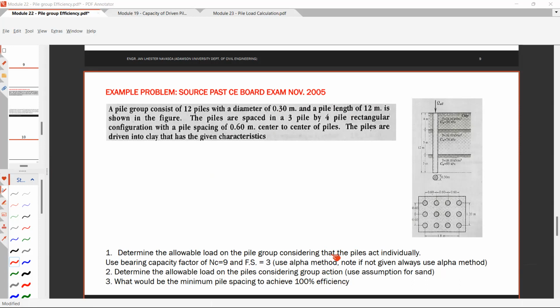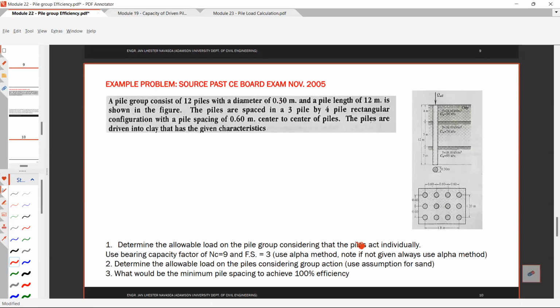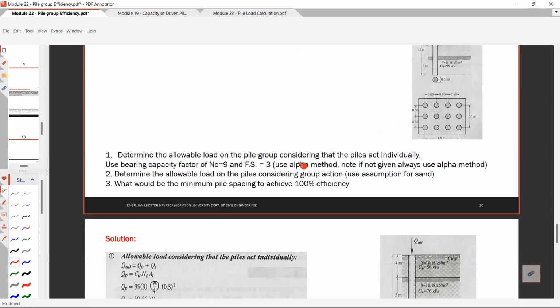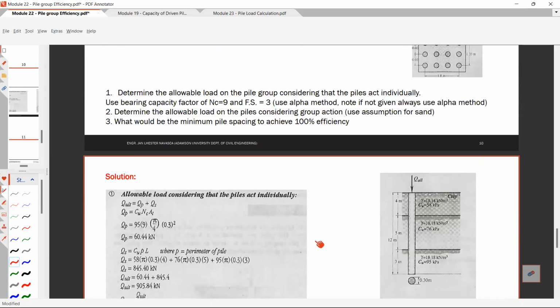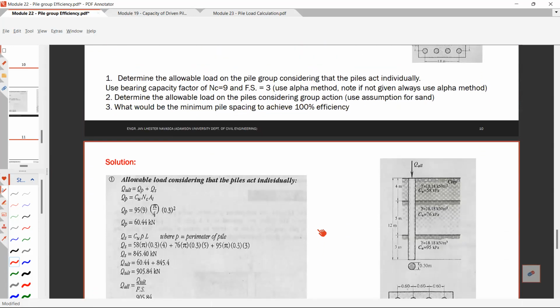So next is to determine the allowable load on the piles considering group action. Use the assumption for the sand. And number 3, what would be the minimum pile spacing to achieve 100% efficiency? Okay, so let us try. First, we are asked to find the allowable load of the piles considering that the piles act individually.